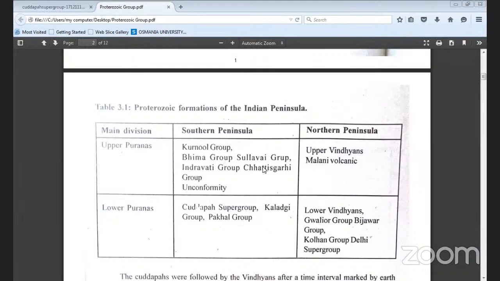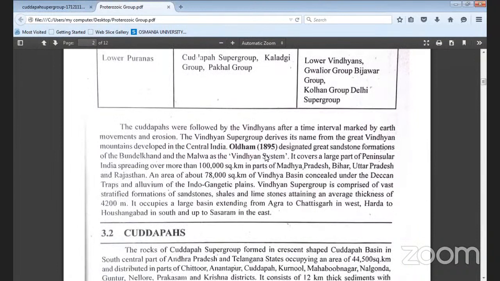When you come to the upper Purana, the southern peninsula has formations like the Kurnool group, Bhima group, Sullavai group, Indravati, and Chhattisgarh group, and there is also an unconformity between the lower Purana and upper Purana. The northern peninsula has the upper Vindhyan and Malwa volcanic remnants. The Kadapas were followed by the Vindhyans.